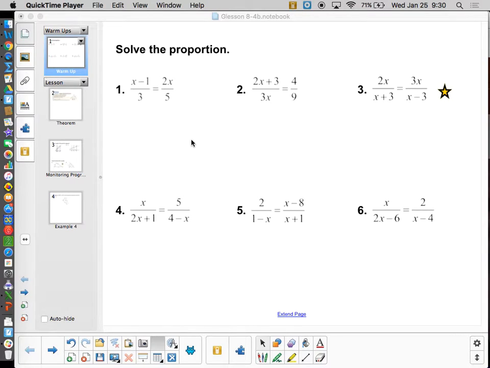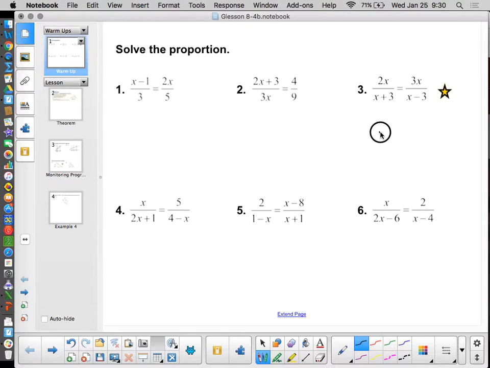Start with one of our questions right away. So number 3 here is the starred problem. Go ahead and work on solving that, and then we'll get into our lesson.